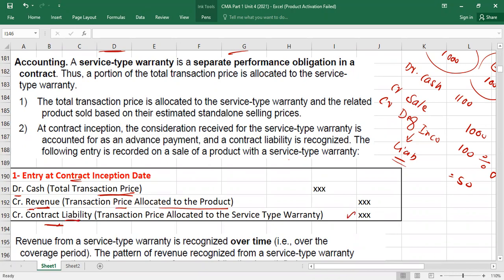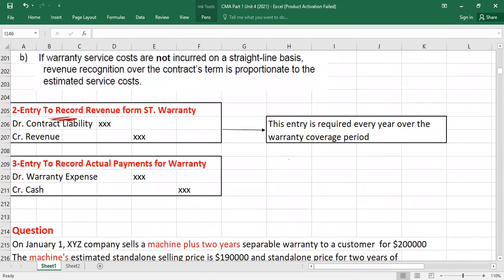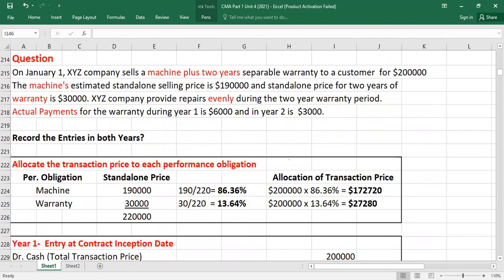I told you this. Now here, let me show you one example. These entries I also told you. Whenever you are making actual warranty payments, what entry are you passing in every year? In each year, debit warranty expense, credit cash. And for the deferred income, which you booked initially, over the warranty period what entry will you pass? Debit deferred income, credit revenue, right? I told you these entries. So here we have a question. Let's do this question. I would request you first, guys, please read this question carefully.